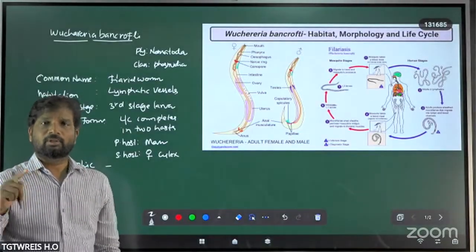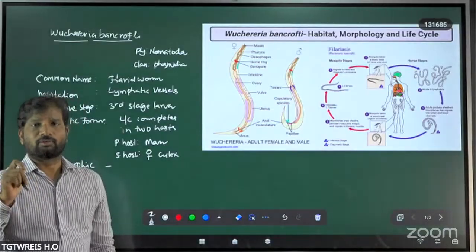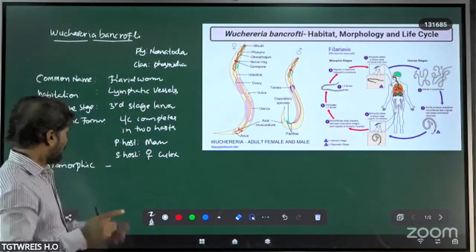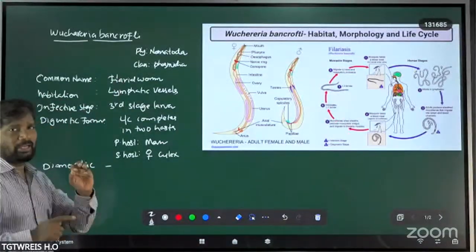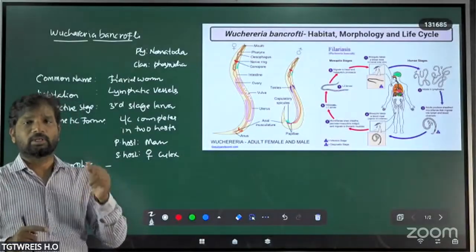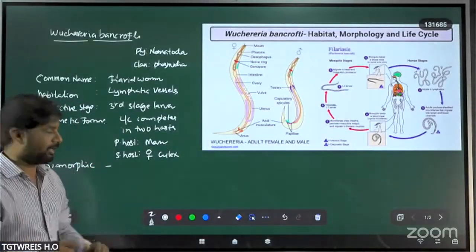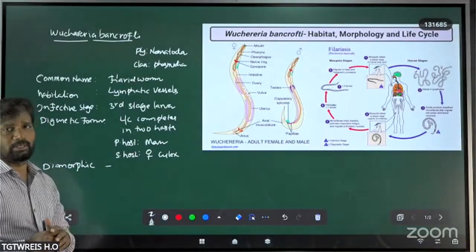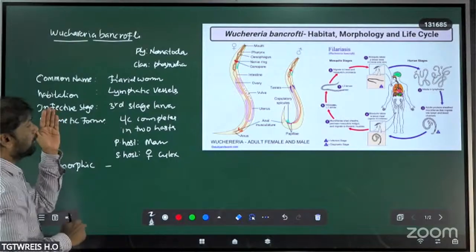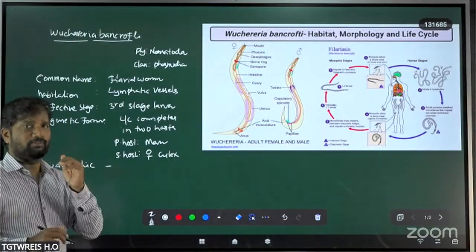So by the external characters, we identify the organism's sex. In Wuchereria bancrofti also, we identify the sex of the organisms by their external characters. That is known as the dimorphic form. And what is Wuchereria bancrofti? It causes which disease?